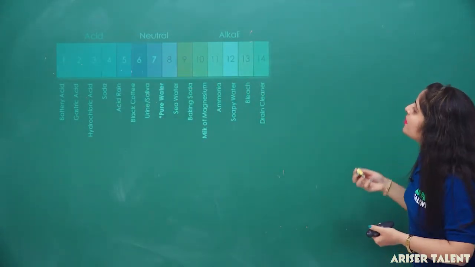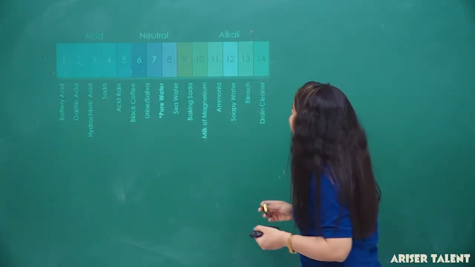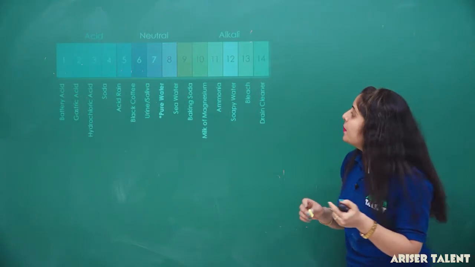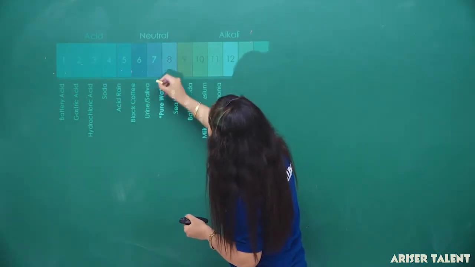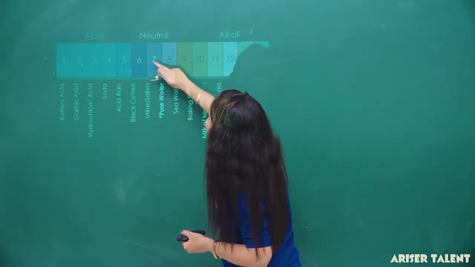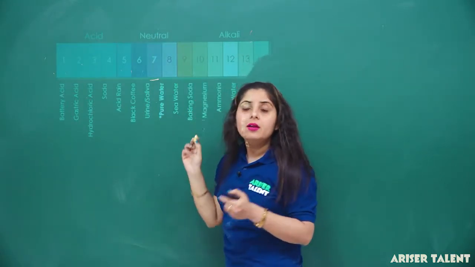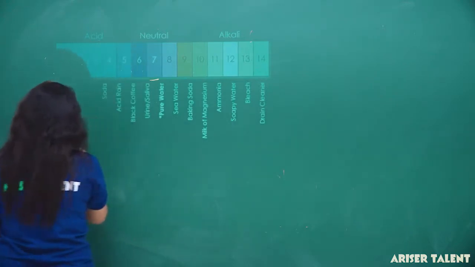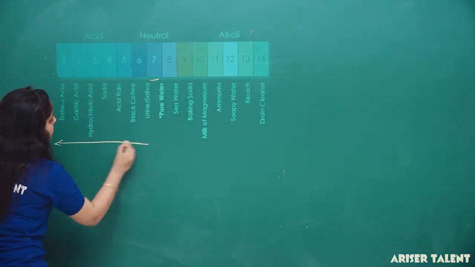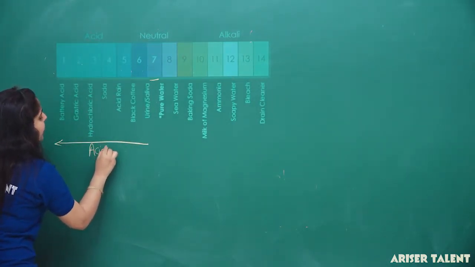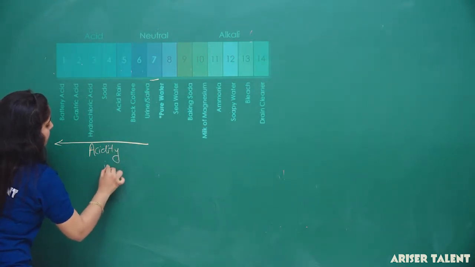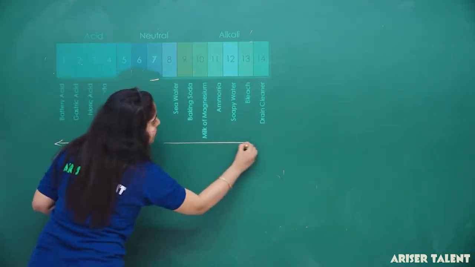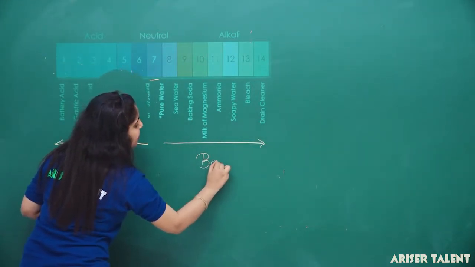So from this example, you can see there are many examples here which have a different range of pH. I have told you earlier, when the pH is 7, the solution will be neutral. Now we are moving to the acid character. Here acidity will increase, and on that side basicity will increase.